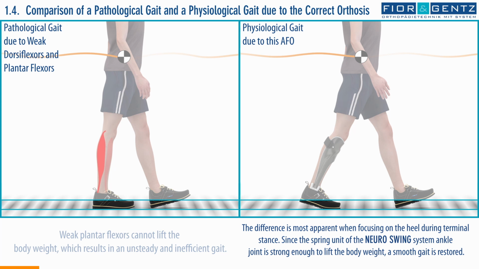The difference is most apparent when focusing on the heel during terminal stance. Since the spring unit of the neuro swing system ankle joint is strong enough to lift the body weight, a smooth gait is restored.